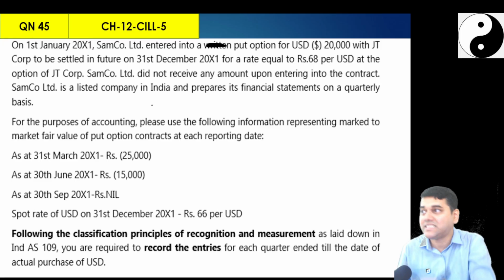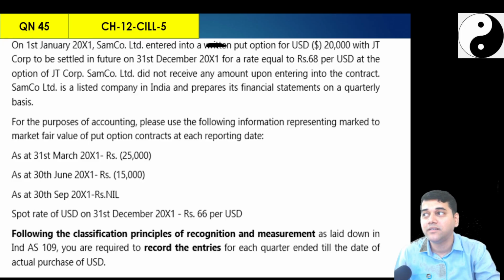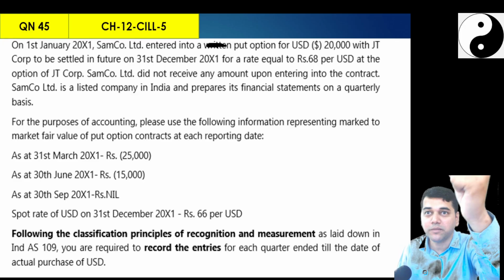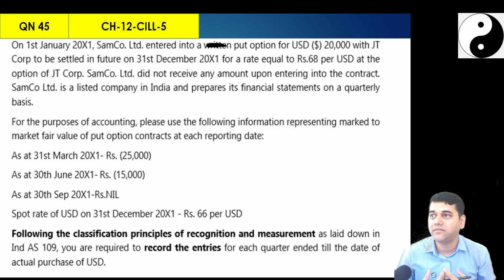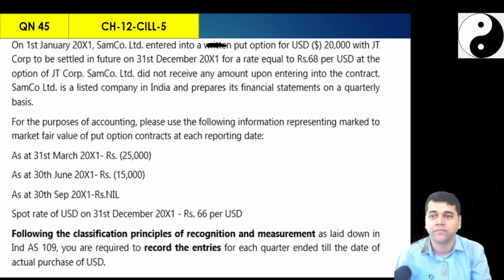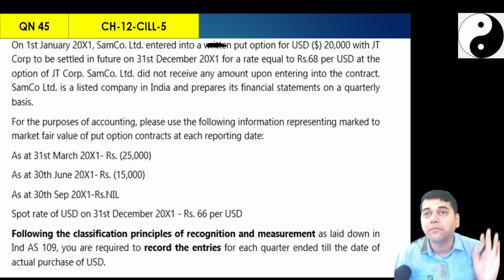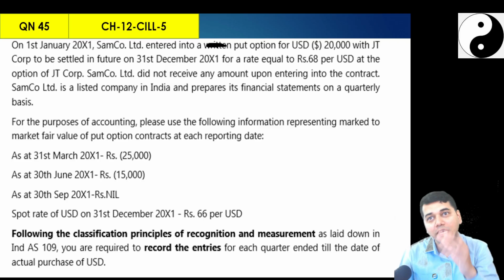Samco has written one option to JT. He has an option. Which option holder is he? Put option. Put option means he is going to sell to me and I have an obligation to buy. This is the concept of a return put option. Exercise is optional. If he doesn't exercise, it's not required. That's why in a return put option, I can never ever make a profit. I can only make a loss.